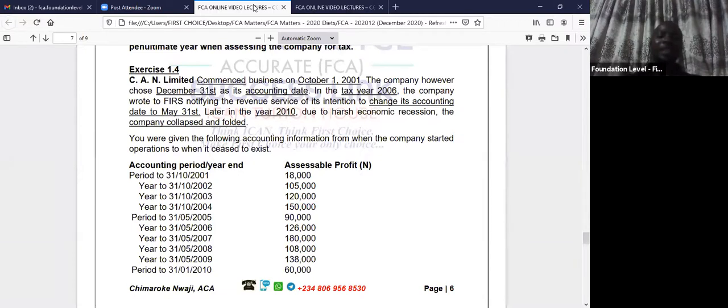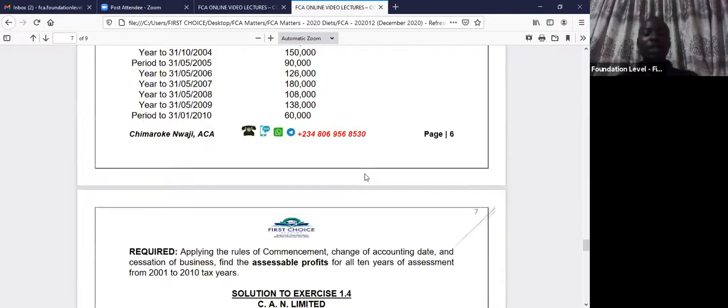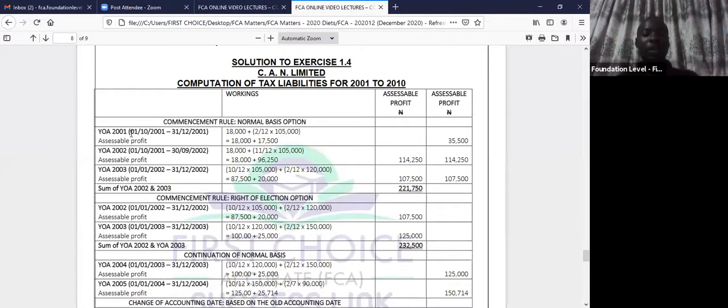Now, CAN Limited, that's my abbreviation, CAN, that's me. CAN Limited commenced business on October 1, 2001. Now, can you see the key words I underlined? Commenced shows that I'm doing a commencement rule. This date, October 1, is important because I'm going to use it twice. Now, look at where I'm going to use it. I'm going to use it in the first year of business. I'm also going to use it in the second year of business.